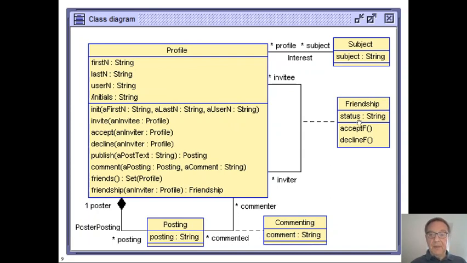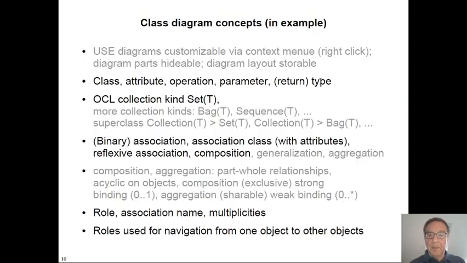We have here the central association class, friendship, a binary association class with the two roles, inviter and invitee. And for example, we see another binary association here, the association interest between profile and subject, in order that a profile, or a person standing behind the profile, can express interest in certain subjects.